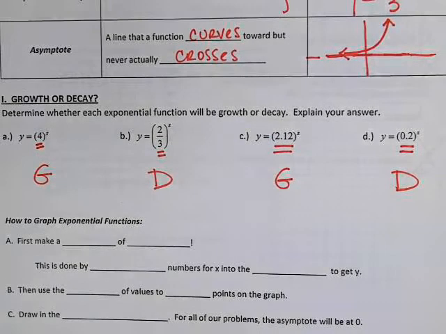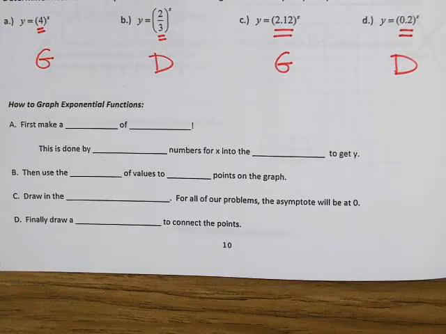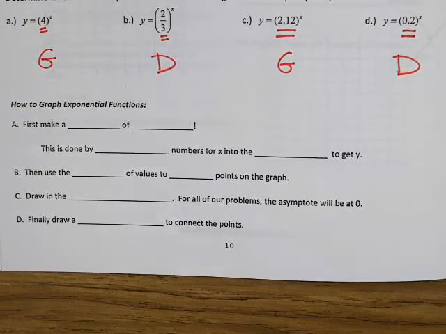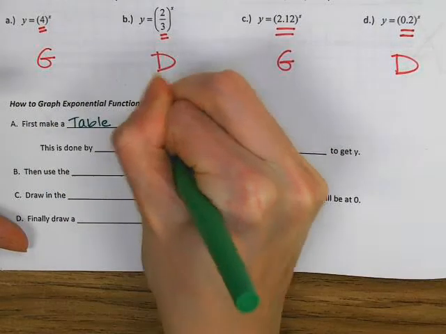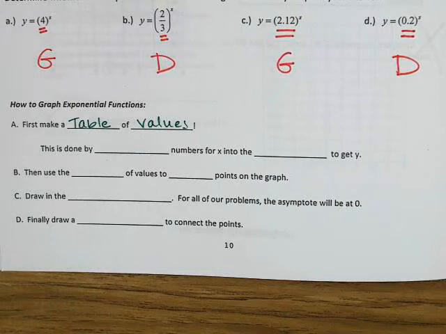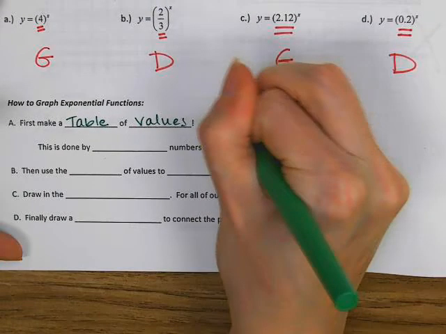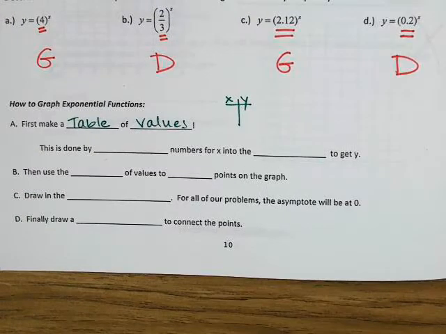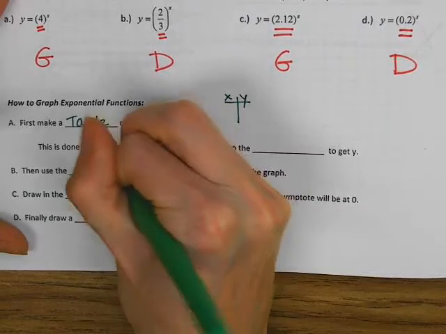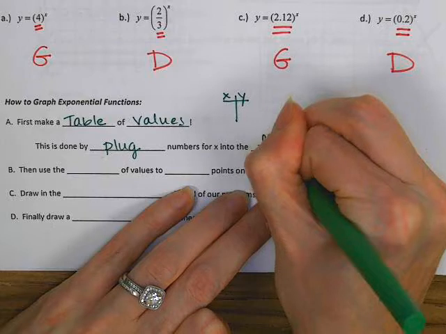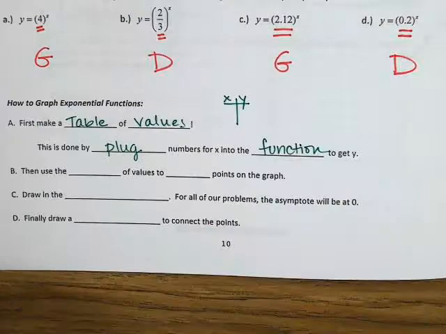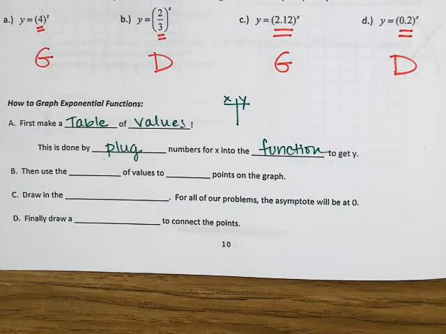All right, and now we're going to go into how to graph these. So to graph an exponential function, first thing you do is make a table of values. So you make like an XY table. So you plug numbers in for x into the function in order to get y. Okay, you've done that before.